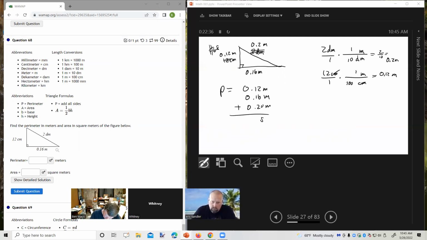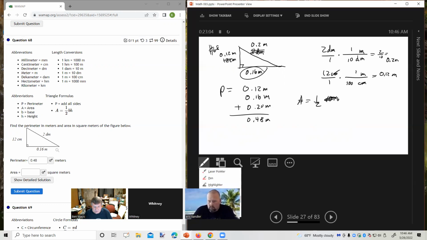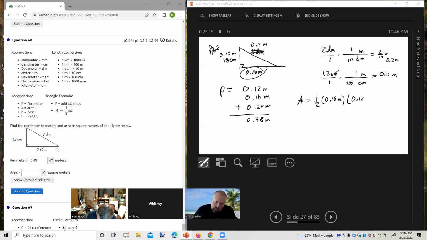So that's going to give us 0.48 meters. The area is going to be 1/2 the base, which would be that. Oops, that's supposed to be a parentheses. Hang on. Let's see here. Okay, and then 0.16 meters and 0.112 meters.